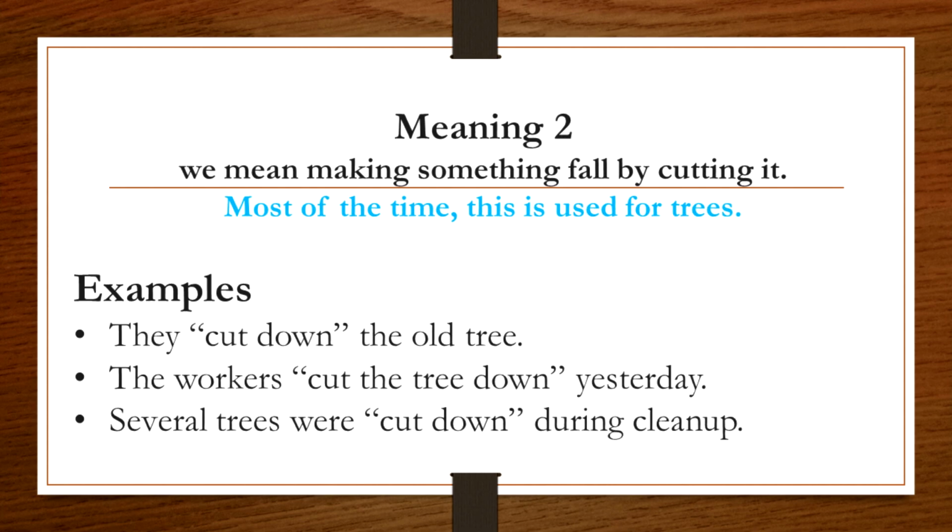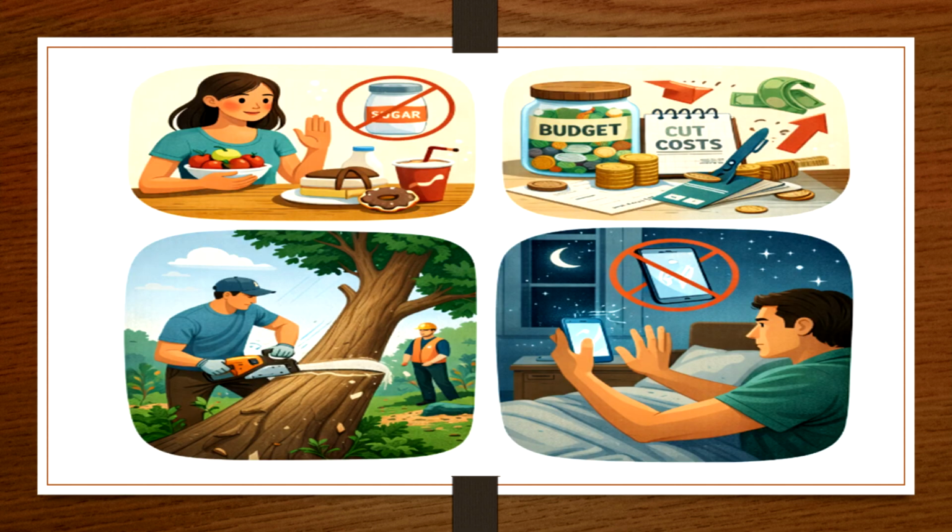Now, there's another way we use cut down. When we say cut down in a physical sense, we mean making something fall by cutting it. Most of the time, this is used for trees. For example, they cut down the old tree. The workers cut the tree down yesterday. Several trees were cut down during cleanup.